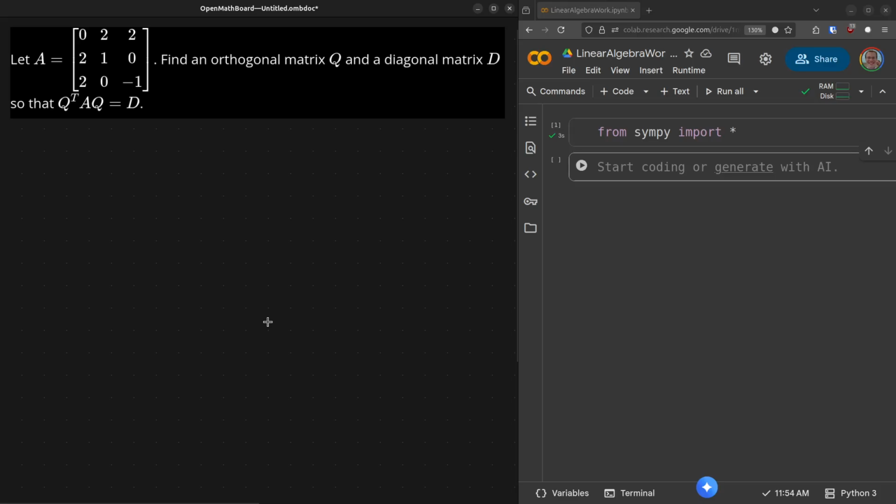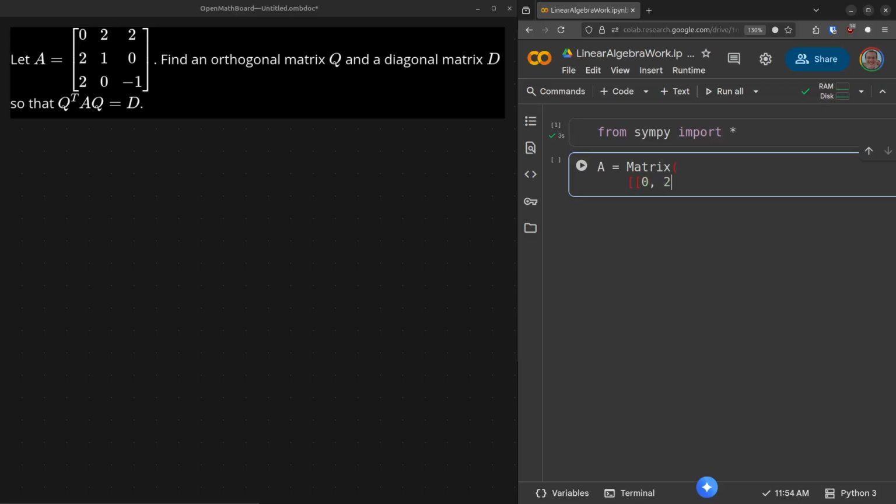Remember, the entries along the main diagonal of the diagonal matrix are the eigenvalues of A, and then the columns of matrix Q here are going to be eigenvectors of matrix A. All right. So first step, we need to find the eigenvalues and eigenvectors of matrix A. Now we know how to do that by hand, but to save us a little bit of time, let's use the computer.